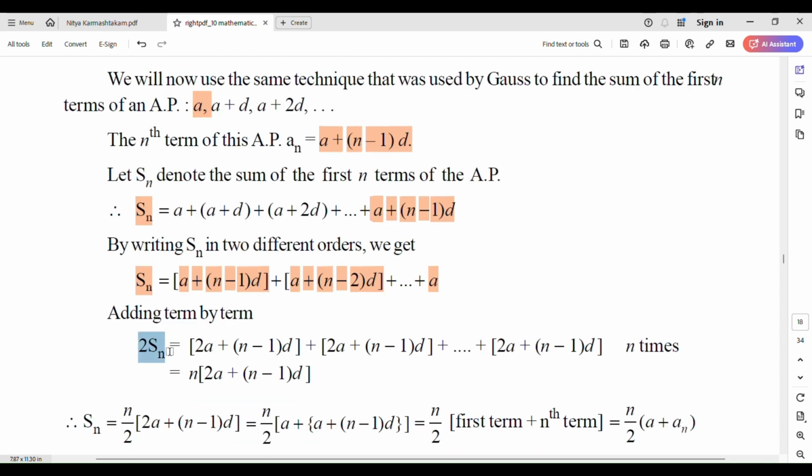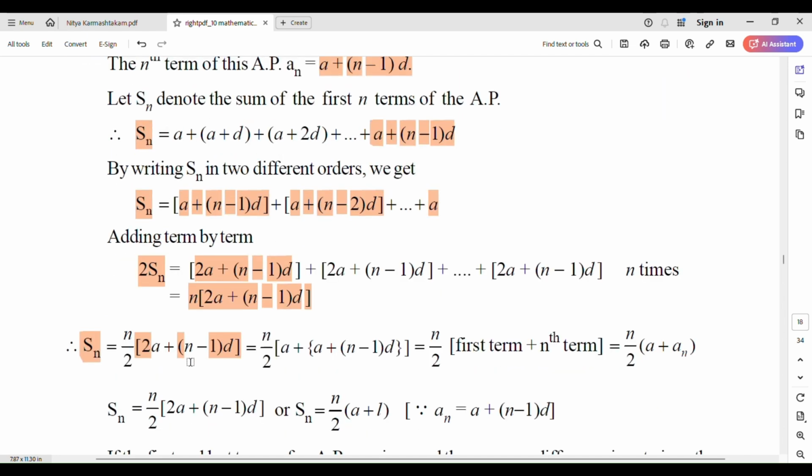Now if I add the two, this will become 2Sn, and each term will become 2a plus n minus 1 into d, correct? 2a plus n minus 1 into d, how many times? n times. So n into 2a plus n minus 1 into d equals 2Sn. So Sn equals, this is my final equation, right? This is my final equation.